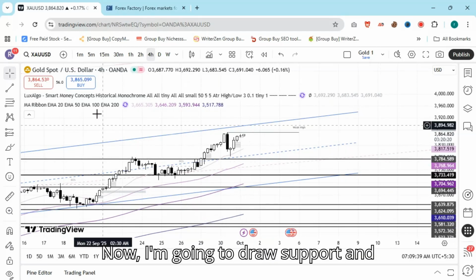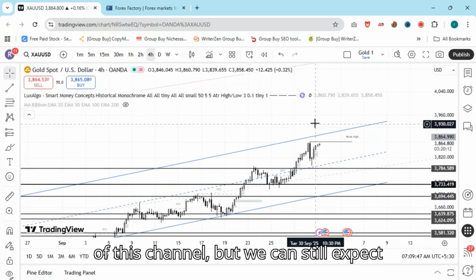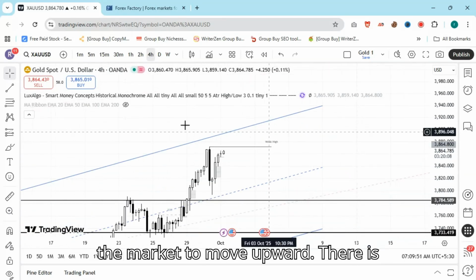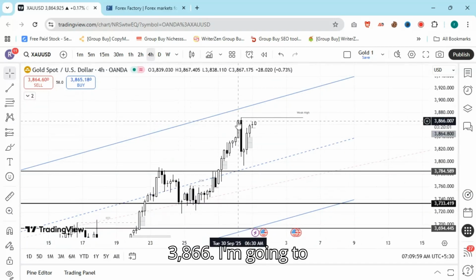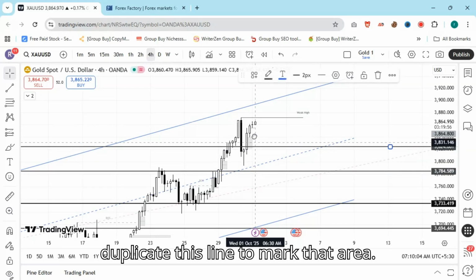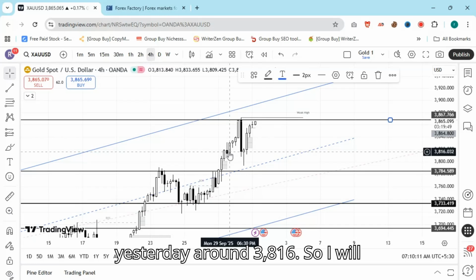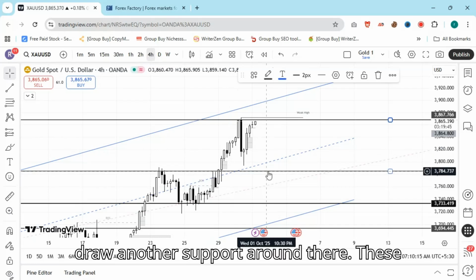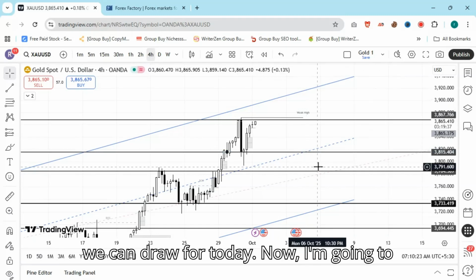Now, I'm going to draw support and resistance. You can see we are at the top of this channel, but we can still expect the market to move upward. There is resistance around 38.66. I'm going to duplicate this line to mark that area. Also, you can see there was a pullback yesterday around 38.16, so I will draw another support around there. These are the two resistance and support levels we can draw for today.